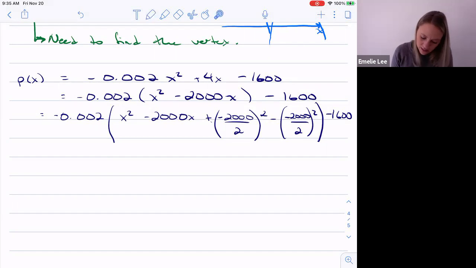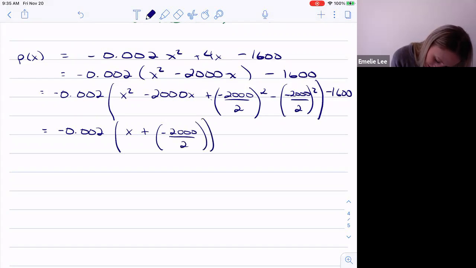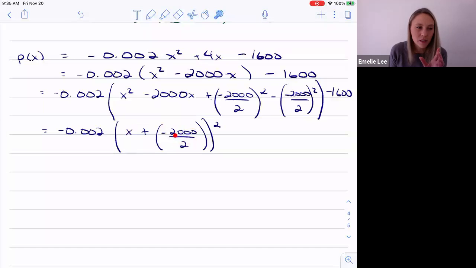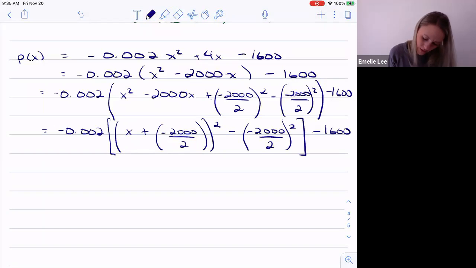So now I can make this a perfect square. So I get negative 0.002 times x plus negative 2,000 over 2 squared. These brackets are keeping our perfect square together, but I've also got the negative 0.002 on the outside. So minus negative 2,000 divided by 2 squared, minus 1,600. It's not until I have this that I'm going to simplify, because I want to see that plus b over 2, or at least for my sake, I find it hard if I have simplified already.